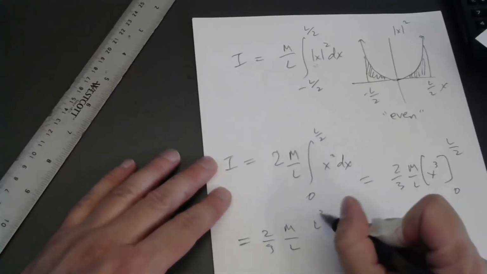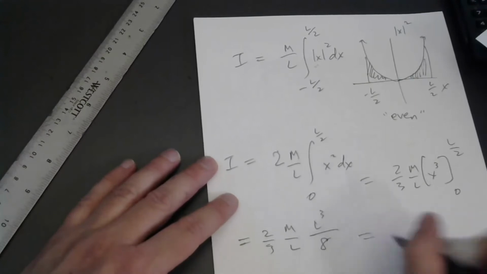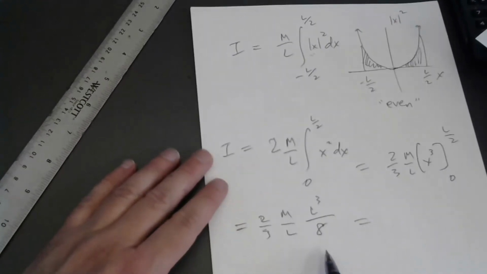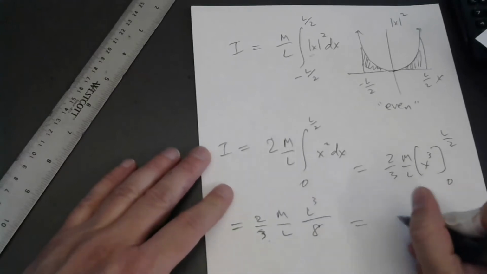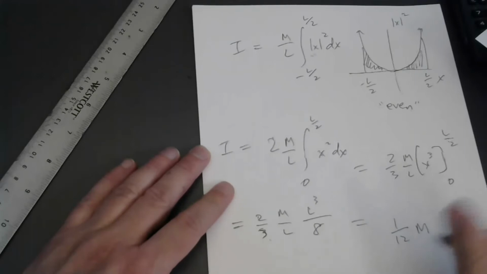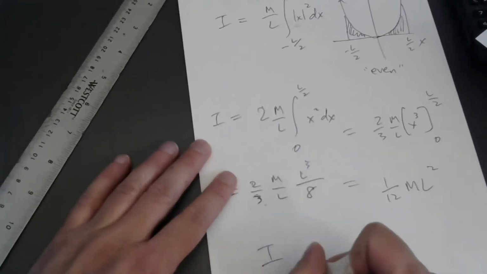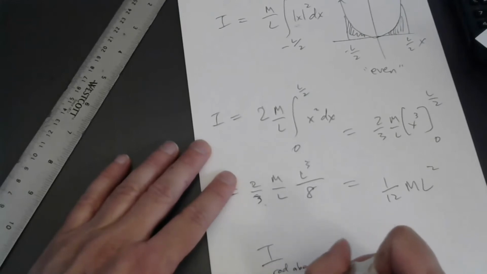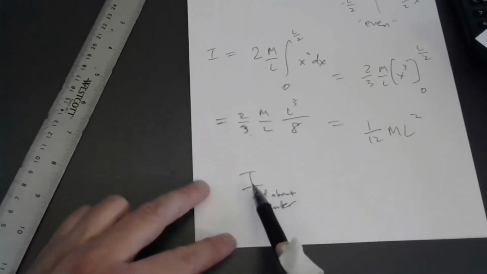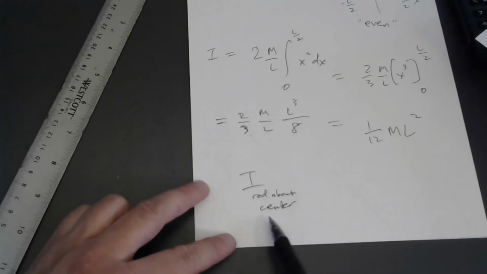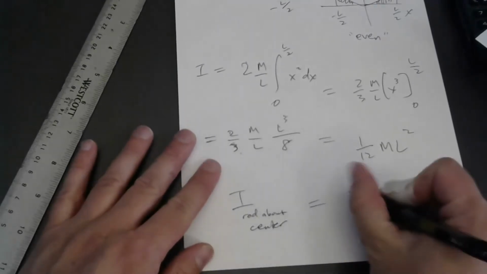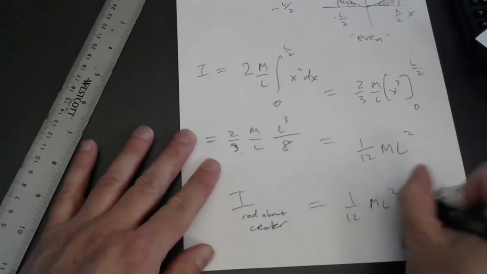Well, we're going to have an L cubed over 2 cubed, which is 8. 2 over 8 is 1/4. 1/4 times the 1/3 is 1/12. 1/12 m, and you see how L cubed over L is L squared. There it is. I of rod about center. So that's my shorthand way of saying the moment of inertia for a rod being rotated about an axis through the center is only 1/12 ml squared.